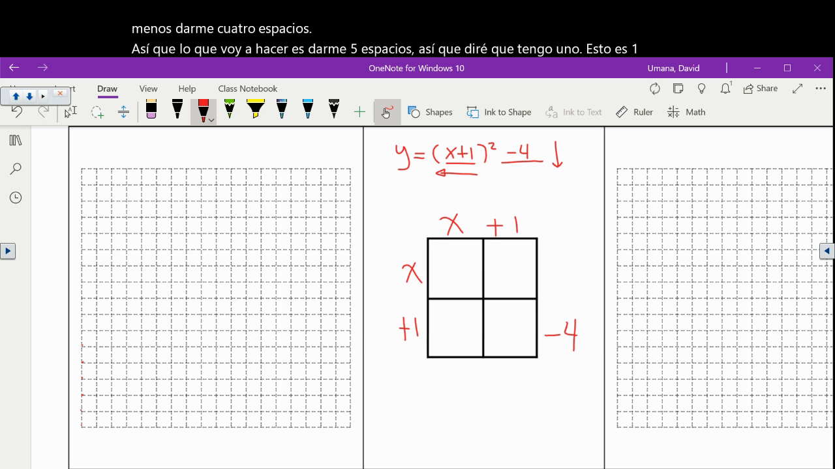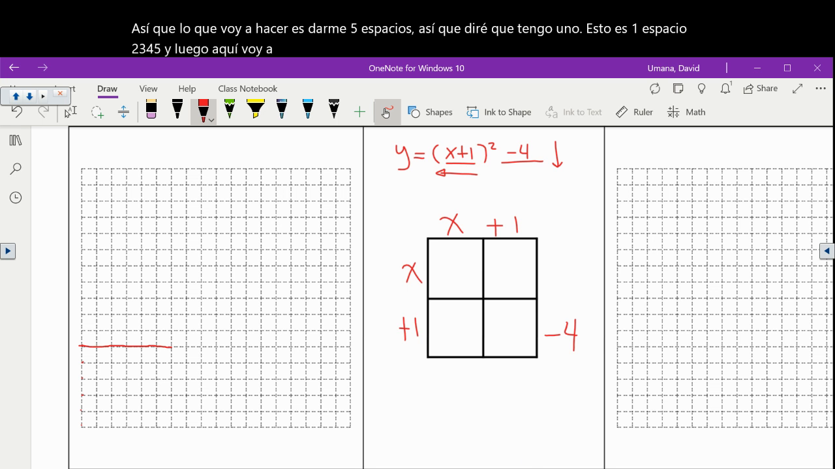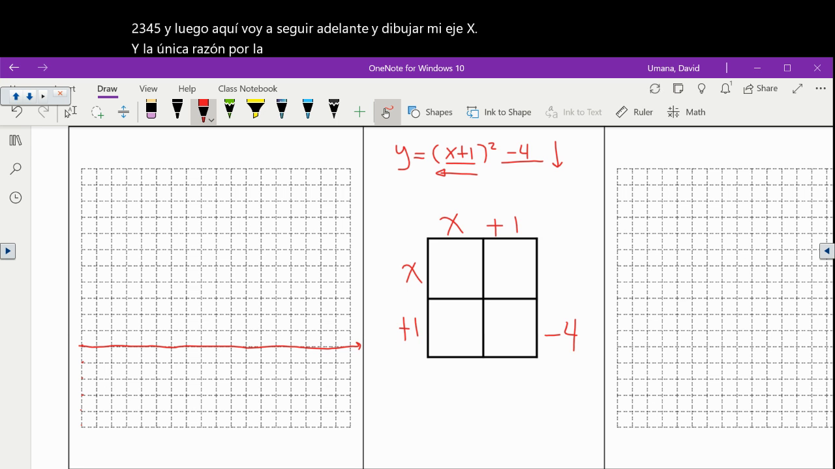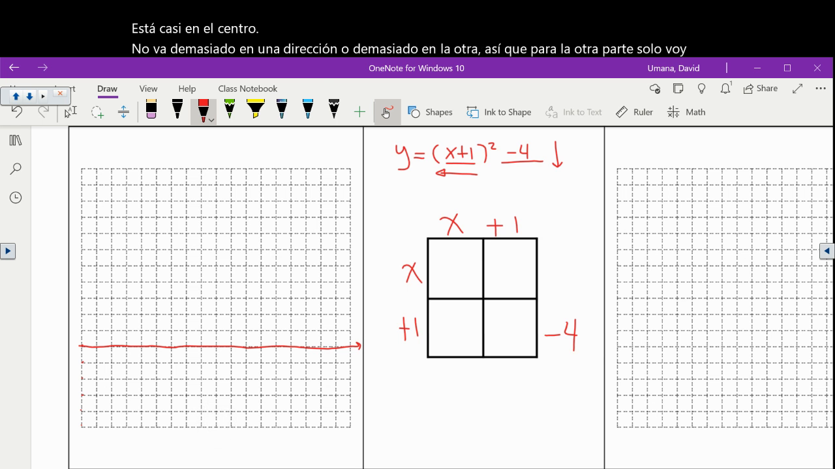And then here I'm going to go ahead and draw my x-axis. And the only reason I gave myself that gap is so that I know for sure I have enough space to move down 4. Now for the slide, it's almost in the center. Like it's not going too much one way or too much the other. So for the other part, I'm just going to go kind of in the middle.